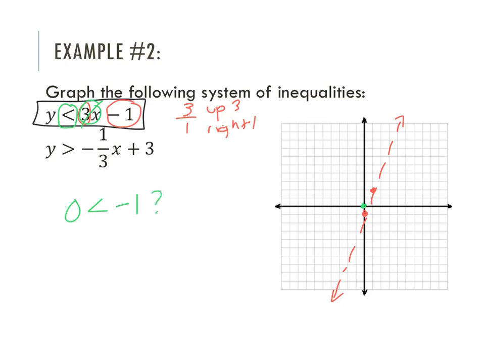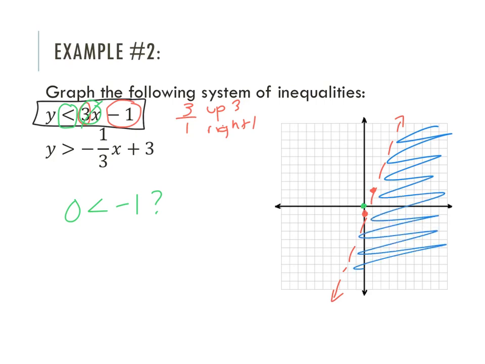And so in this case, 0 is actually not less than -1, right? 0 is greater than -1. So since that's false, I'm going to shade the opposite side of where the origin is. So that would be the shading for the first one.